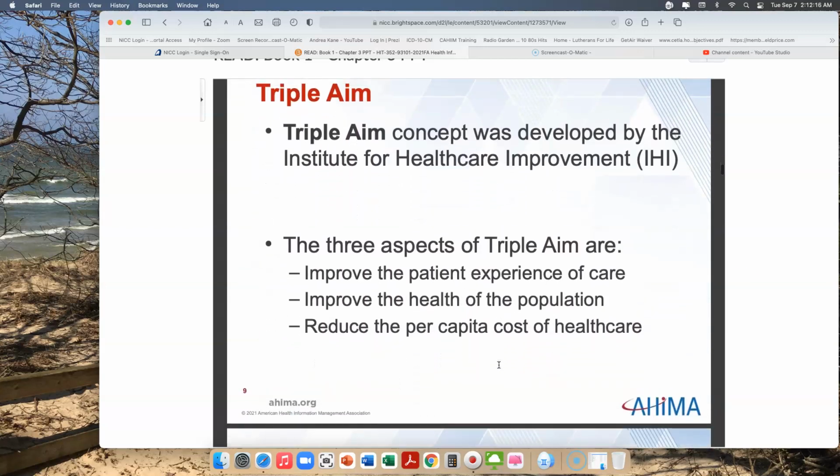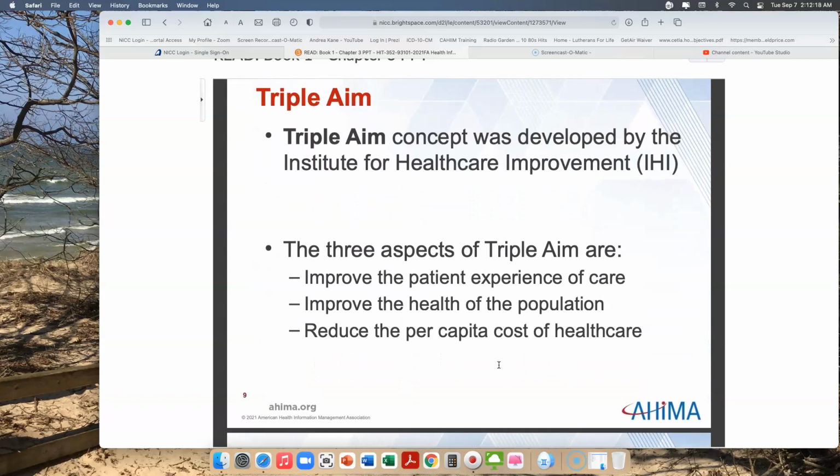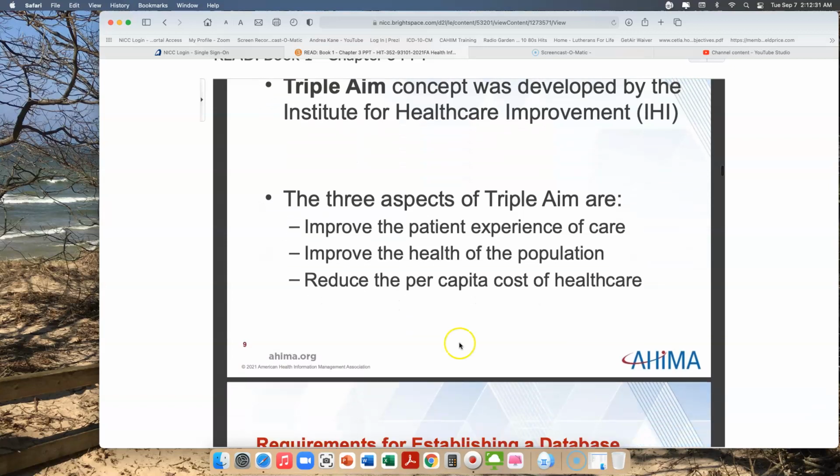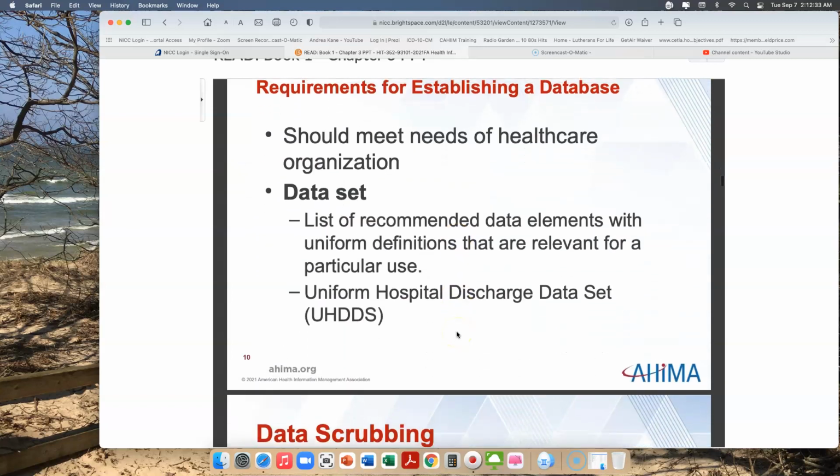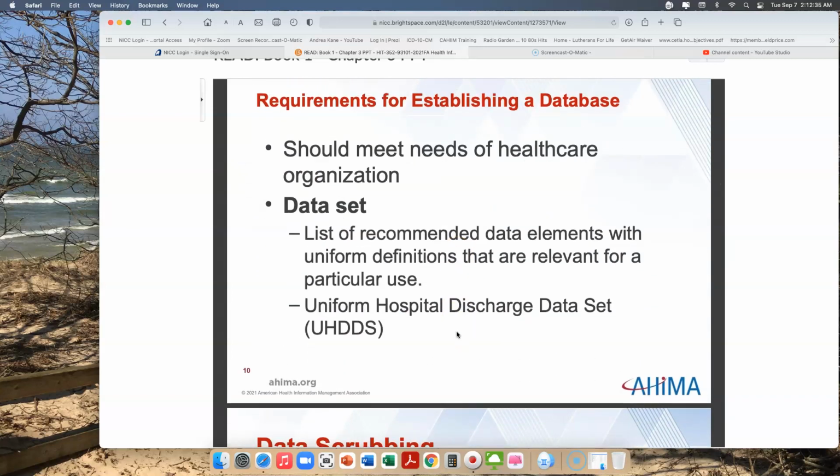The triple aim. This concept was developed by the Institute for Healthcare Improvement, or IHI. Its three aspects are to improve the patient experience of care, improve the health of the population, and reduce the per capita cost of healthcare. And they use databases for a lot of that, to collect the information and be able to identify trends and make recommendations and things like that.